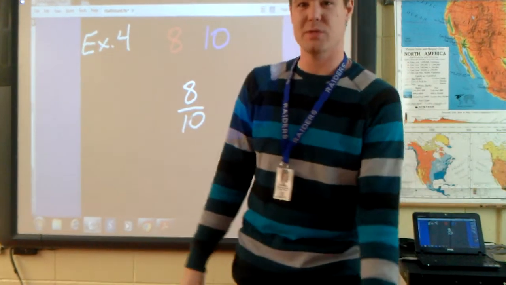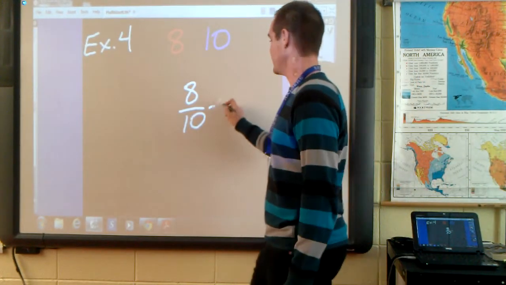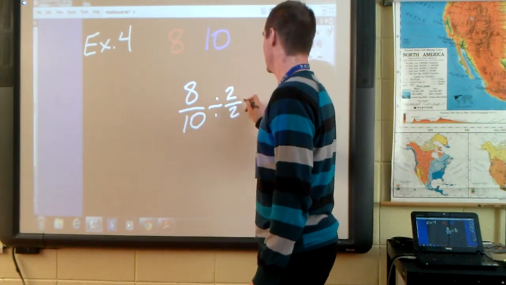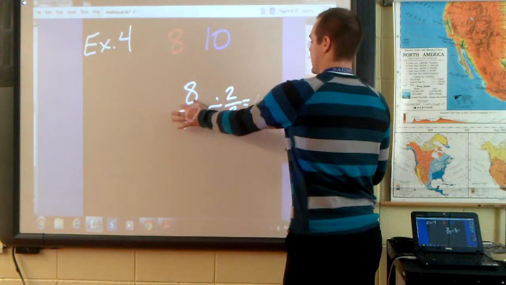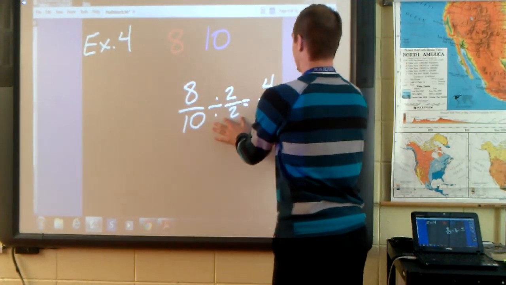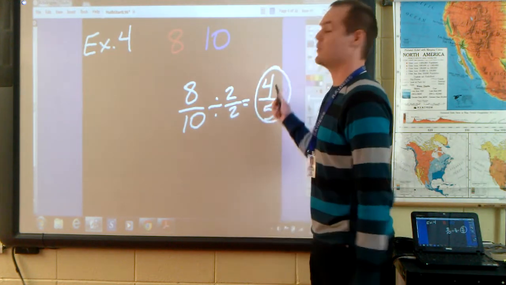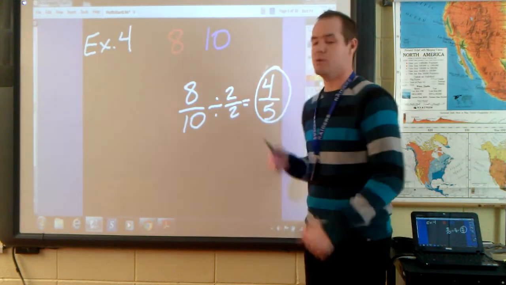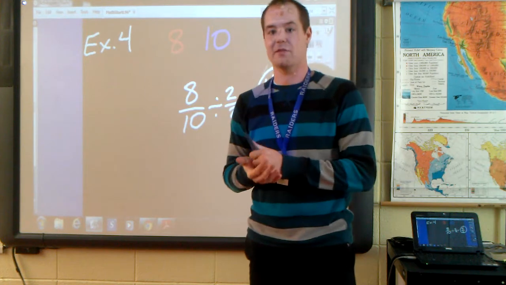We, of course, have to reduce this fraction. Both of them are even, so I'm going to start with dividing both terms by 2. 8 divided by 2 is 4. 10 divided by 2 is 5. The ratio of Red Sox to Blue Sox is 4 to 5, and we have simplified that fraction.